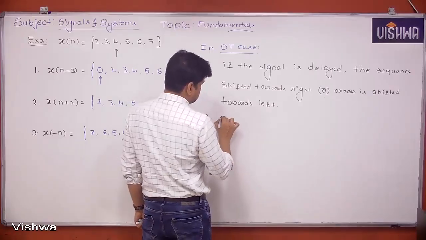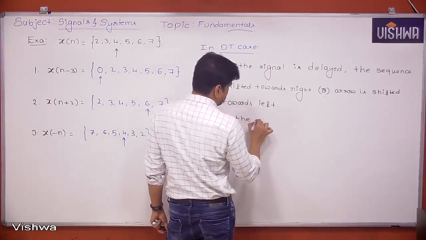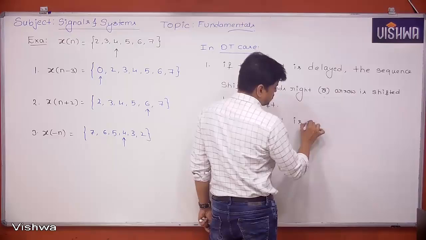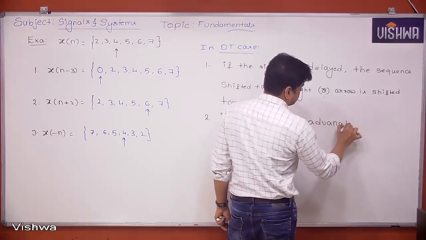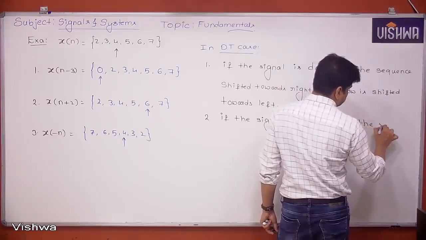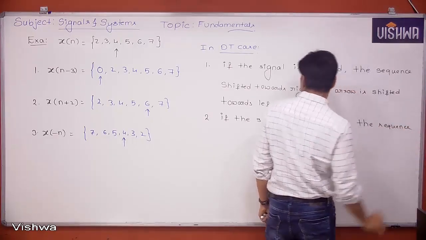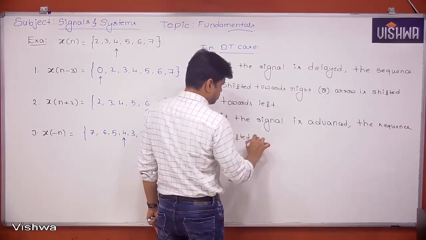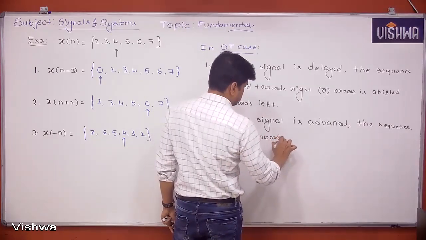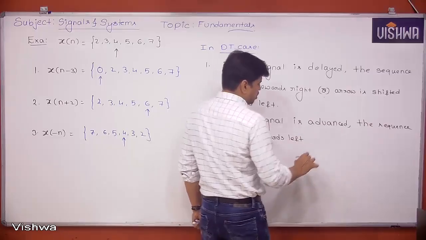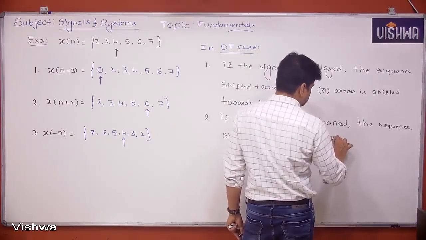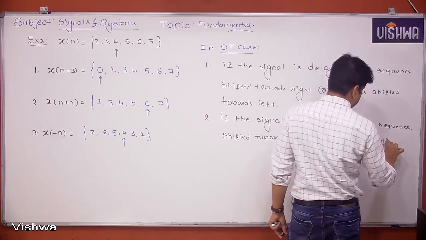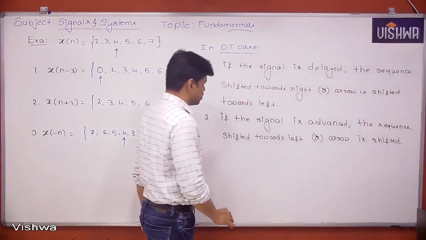Second point. If the signal is advanced, the sequence is shifted towards left, or the arrow is shifted towards right.